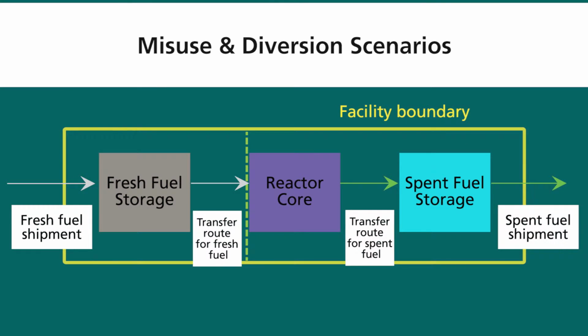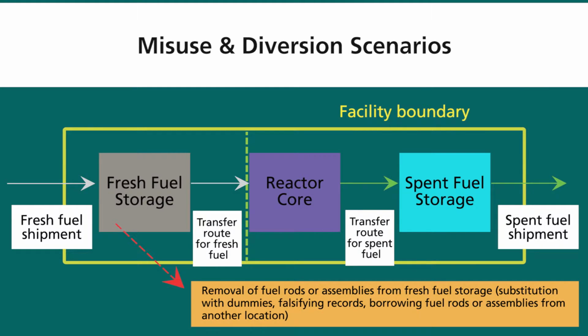The first one we'll look at is removal of fuel rods or assemblies from the fresh fuel storage area. And we also want to consider the concealment methods that might be employed by someone attempting to divert or misuse a facility, and how we're going to combat those concealment methods with our safeguards approach. So for removal of fuel rods or assemblies from fresh fuel storage, they might attempt to substitute those removed assemblies with dummy assemblies, or they might falsify records, they might borrow fuel rods from some other location or assemblies and stick them in place of the ones that they took.